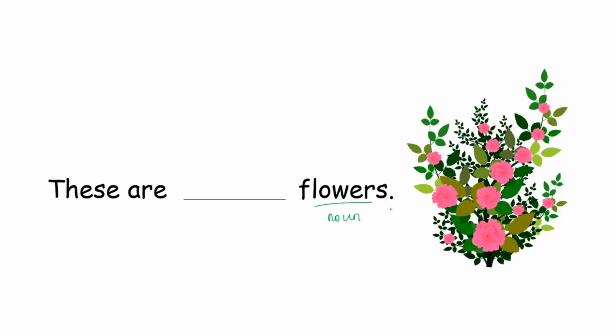Here flower is the noun, and in order to describe how the flowers are, I use adjectives. So these are pink flowers, or these are pretty flowers, or these are beautiful flowers. Pretty and beautiful both mean the same. These words, pretty, pink, beautiful, etc., are adjectives that describe the quality of how the flowers are.